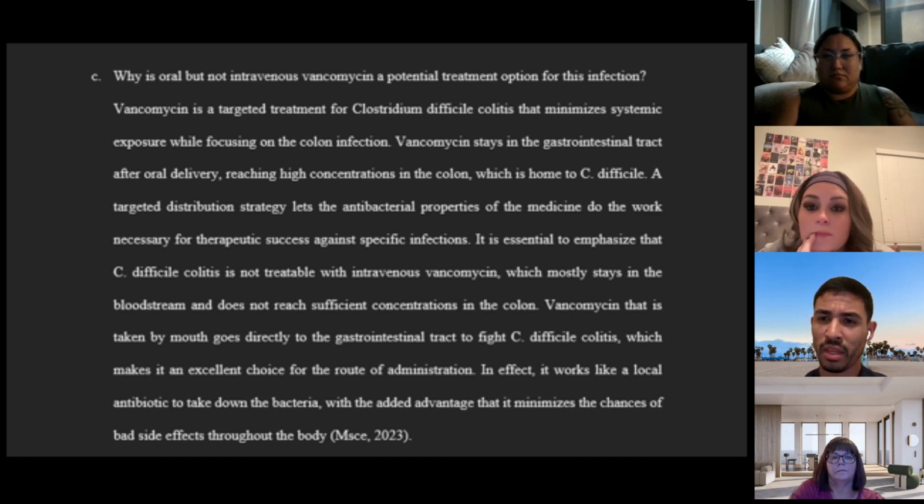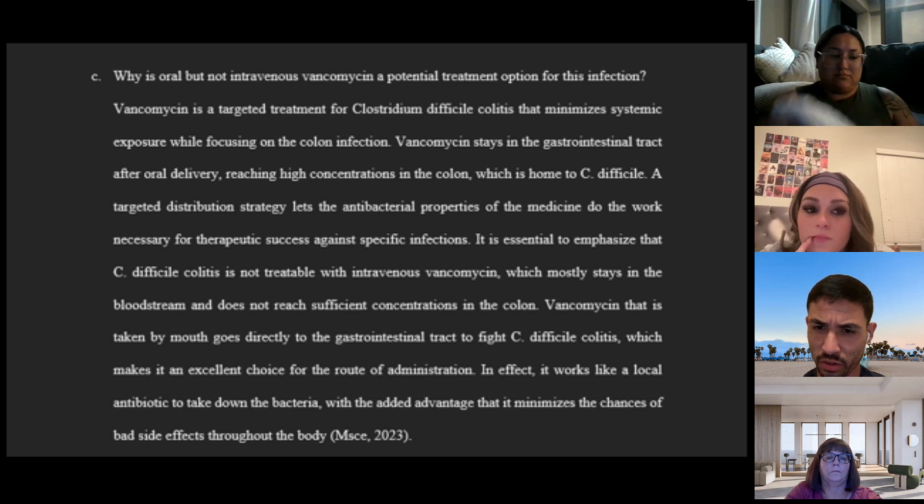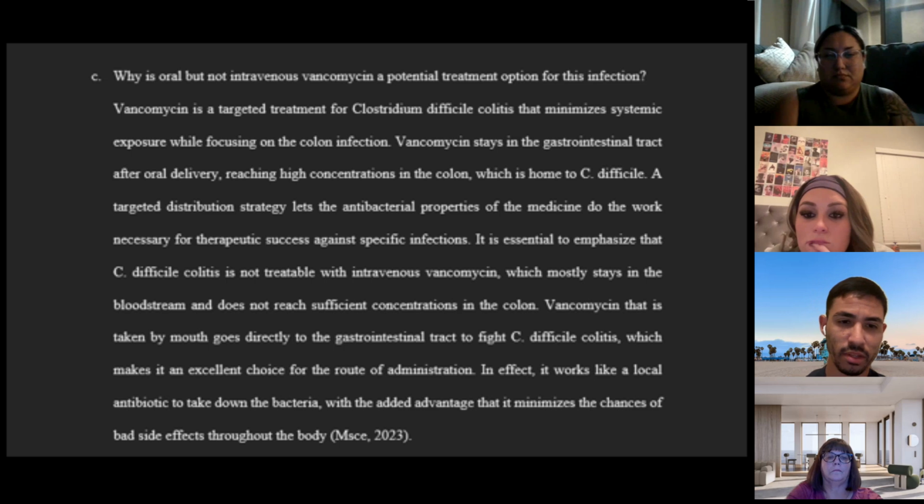It is essential to emphasize that C. diff colitis is not treatable with intravenous vancomycin, which mostly stays in the bloodstream and does not reach sufficient concentrations in the colon. Vancomycin that is taken by mouth goes directly to the gastrointestinal tract to fight C. diff colitis, which makes it an excellent choice for the route of administration. In effect, it works like a local antibiotic to take down the bacteria, with the added advantage that it minimizes the chance of bad side effects throughout the body.